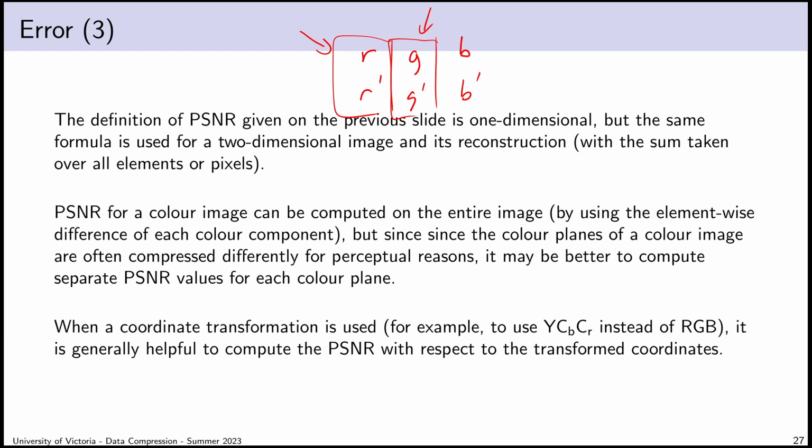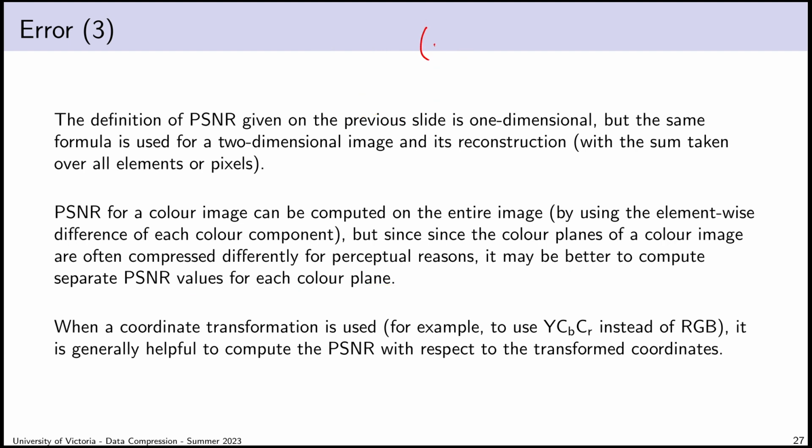So it might be better in that case to just compute separate PSNR values for each color plane, regardless of whether you're using RGB or YCbCr, because each color plane has a different qualitative value, I guess. And that means it's probably better not to try and mash them together for computing error.